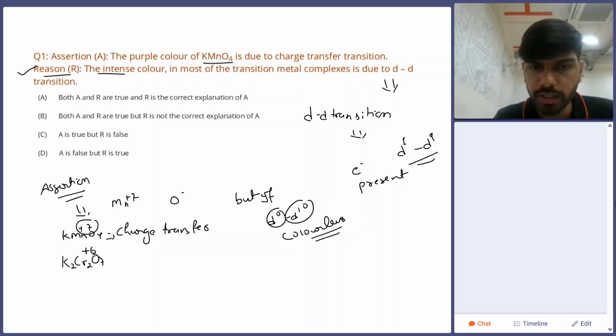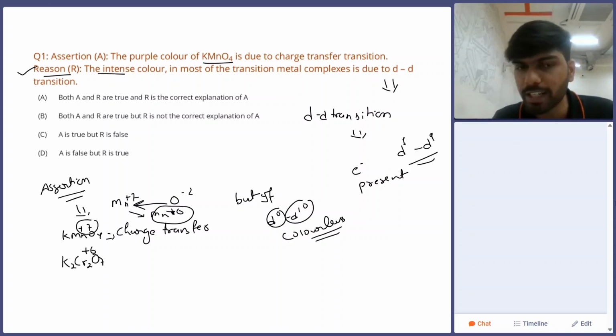Okay, so when oxygen provides one electron, Mn will become Mn plus 6. Because Mn accepts the one electron from oxygen, oxygen is donating one electron, and that's why it is accepting that electron and showing plus 6. Then after that it will show color nature. So this is also correct.